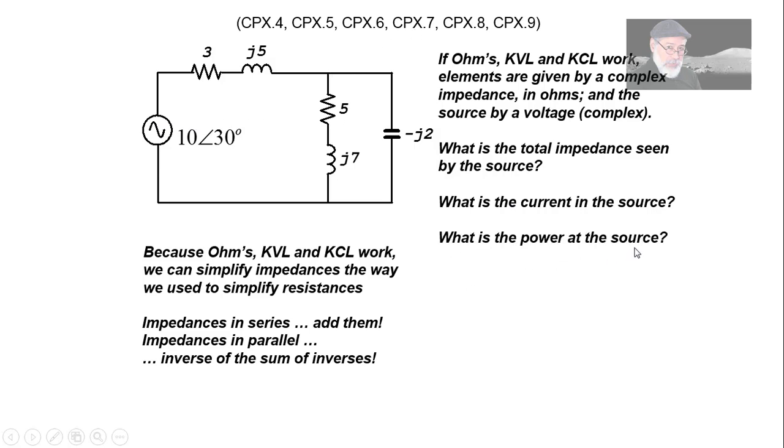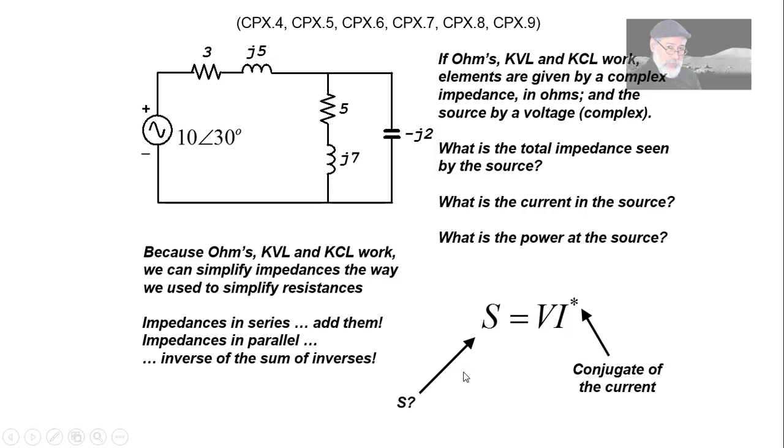And now what is the power at the source? The power delivered by the source. You say, what? Well, we are going to compute power this way. The voltage as a complex number multiplied by the conjugate of the current as a complex number. That's going to give me the power as a complex number. So I'm going to ask you two questions. CPX8, what is the real part of the power in the source? And CPX9, what is the imaginary part of that power in the source? And that is that set of questions.